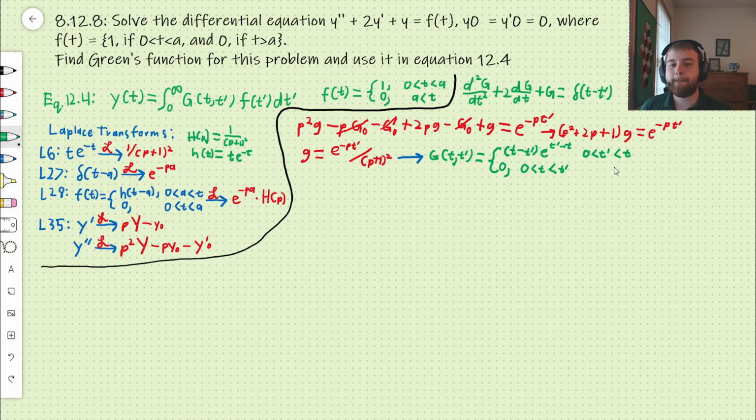But now we have our Green's function. So now all we have to do is put it into equation 12.4, which I have written out here.